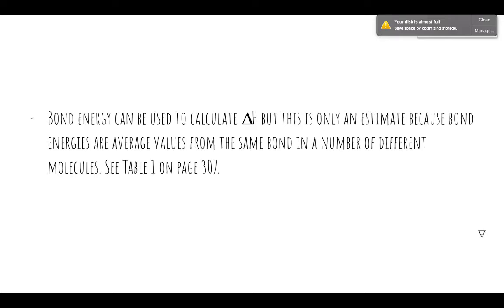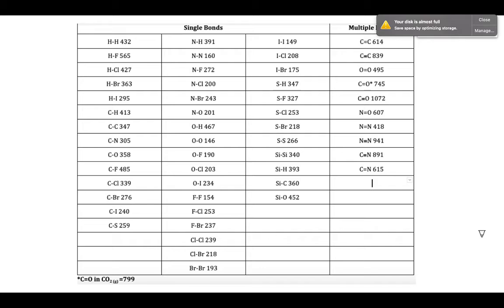So as we said, bond energy can be used to calculate delta H, but this is only an estimate because bond energies are average values from the same bond in a number of different molecules. What I mean by that is, we're going to take a look at a chart very soon, right? This is what the chart looks like, and we're going to need to reference this quite often whenever you're working with bond energies, because this is a list of those bond energies. These are all average values of the energy required to break or form this particular bond, right?